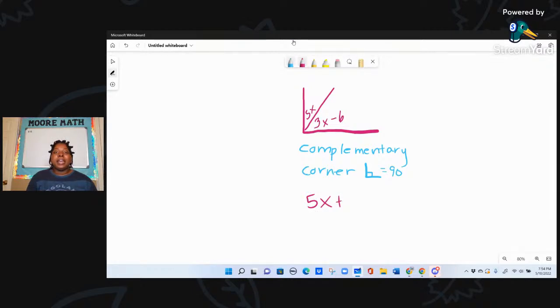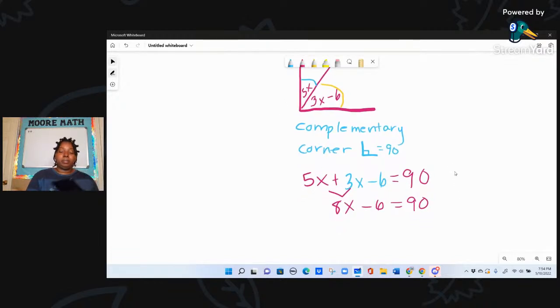So 5x. This angle, again, we're adding the 2 angles together, and they make that corner for you. So these 2 angles add up to a corner. All right, so that 5x plus the 3x minus 6, all of that should equal 90 degrees. Hi, Barbs. Now we have 5x plus 3x, which is 8x. We got to combine our like terms.